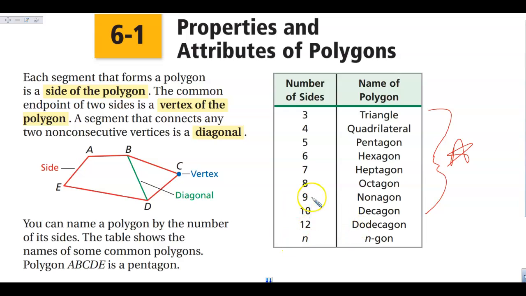Anything else, no matter how big or small, if it's not on this list, like let's say 11, we don't have a name for 11. If I'm going to look at 11, I'm going to write 11-gon. Or if I have 123 sides, then I'm going to have a 123-gon. So it is important that you know how to name polygons. Again, we're just counting the number of sides and then using our chart here.